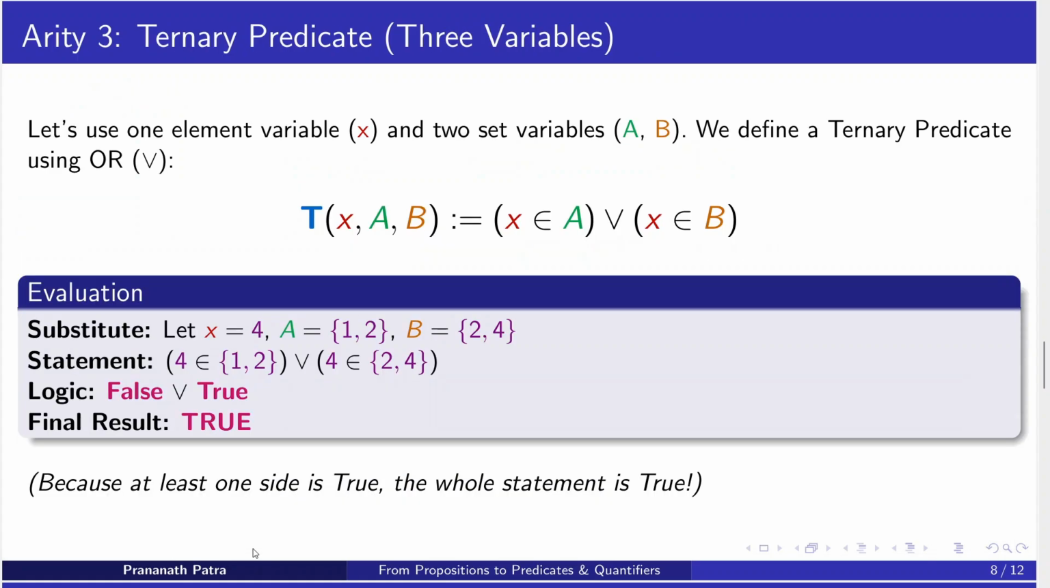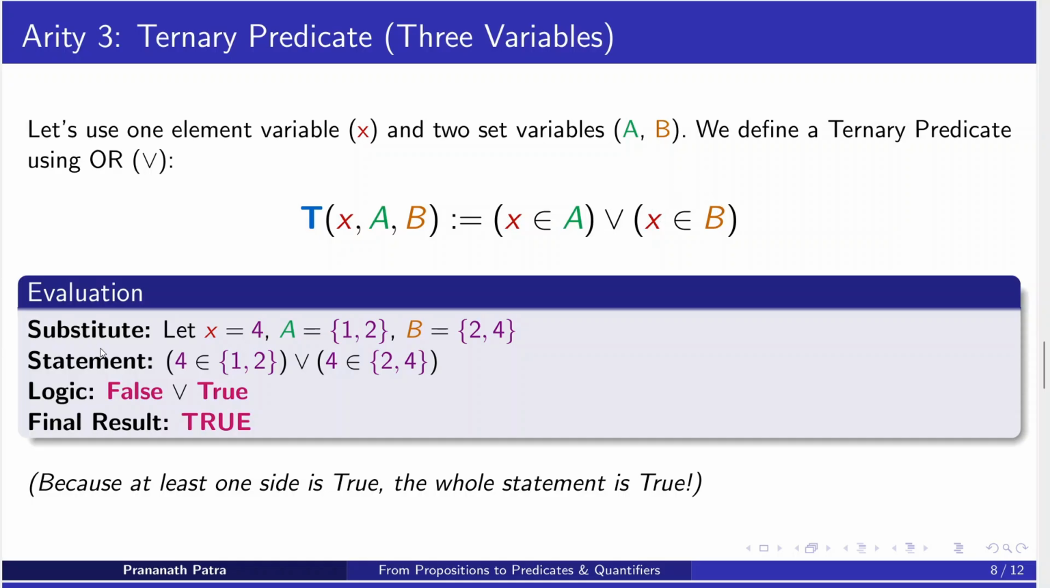Moving on to arity 3, we have a ternary predicate, meaning 3 variables. Here, let's use one element variable, x, and 2 set variables, A and B. We define a ternary predicate using the OR connective. Let T(x, A, B) be defined as x is in A or x is in B.